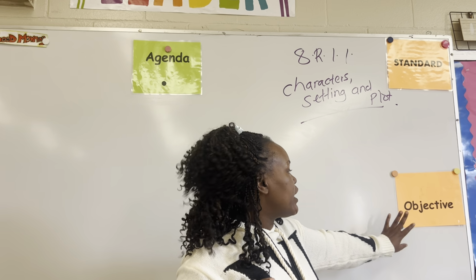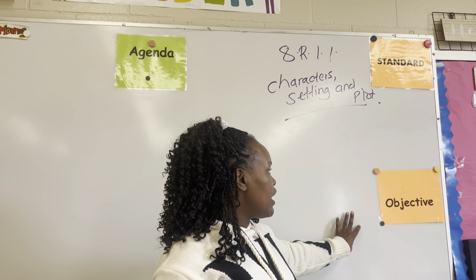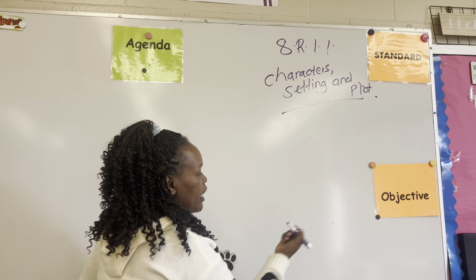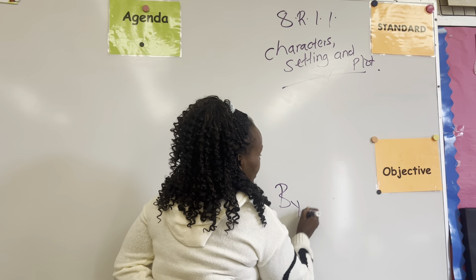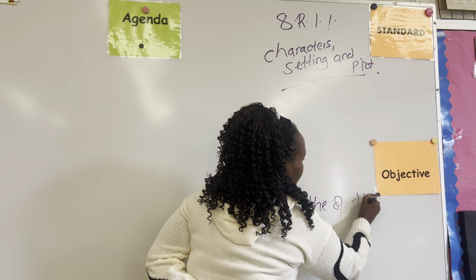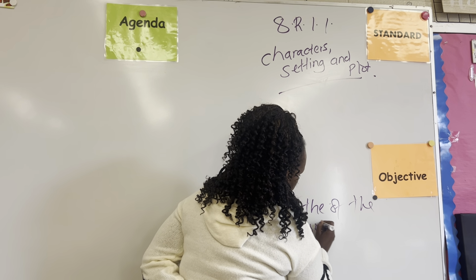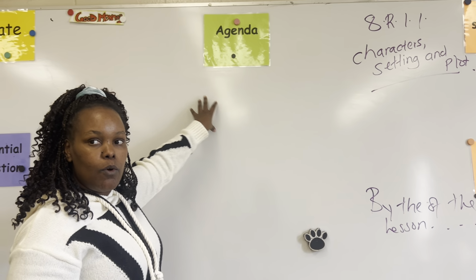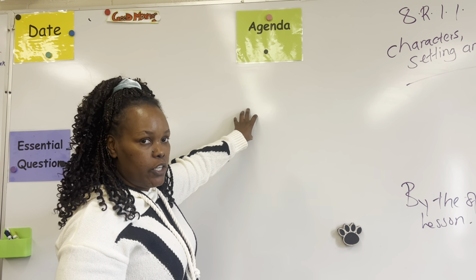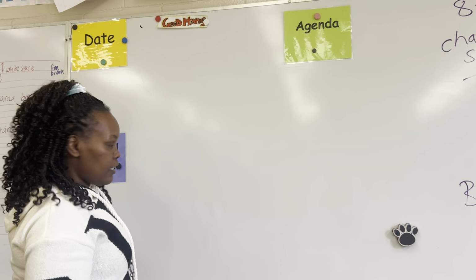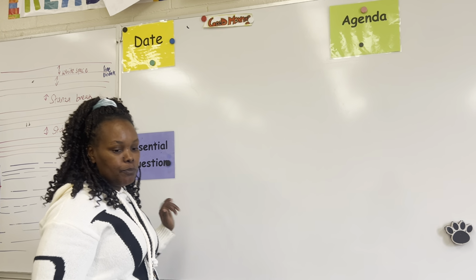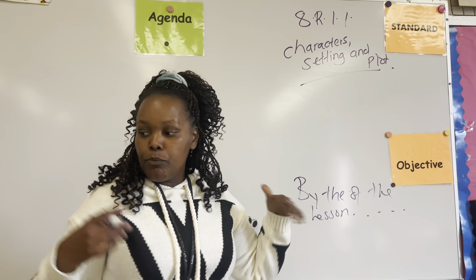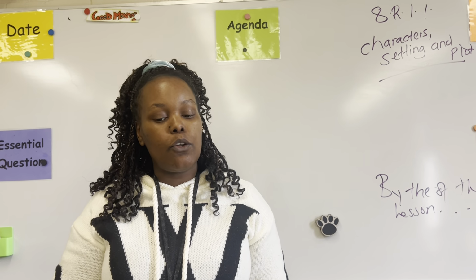As you teach, we need to know what is the objective of the lesson. What are the students expected to get out of the lesson? So you are going to get your objective by the end of the lesson. Okay, get your objective, your agenda, what you are mainly teaching for the day, the date, and the essential question. So if we are going to be learning 8R 1.1, this is how you introduce your lesson for the day.